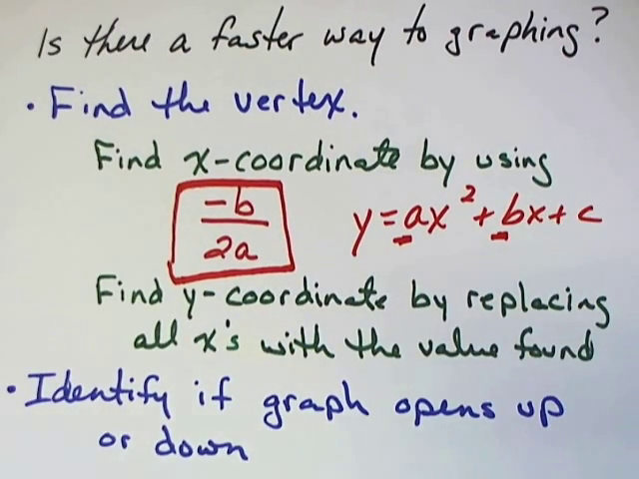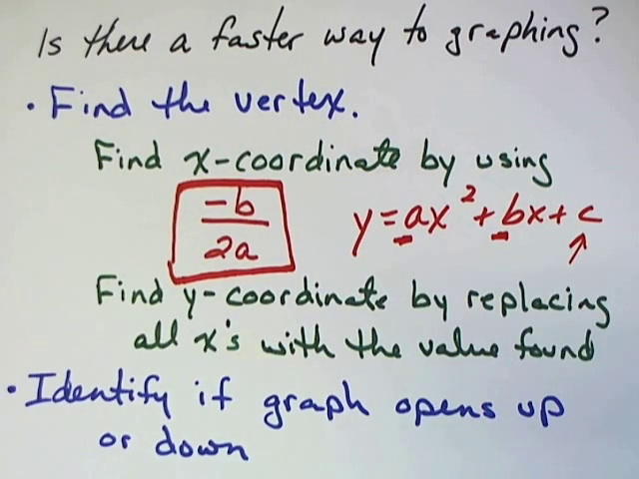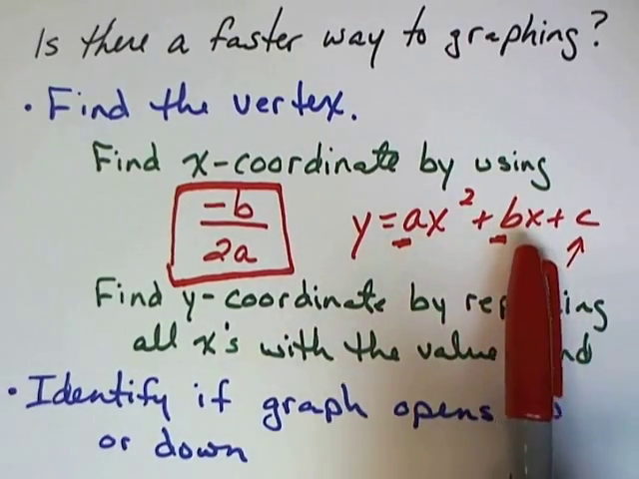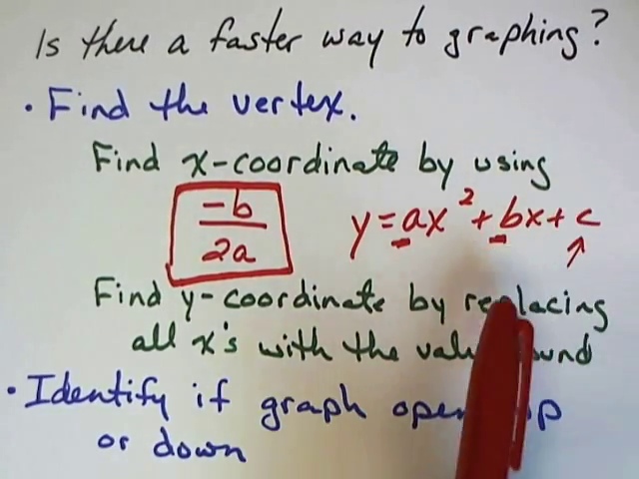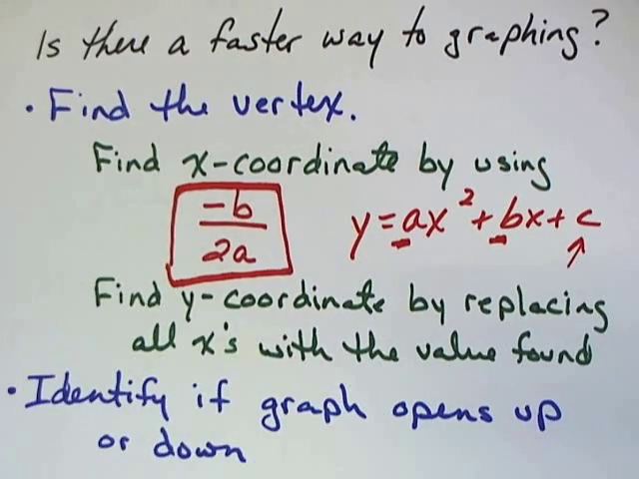The c stands alone, the c stands alone, hi ho dereo, the c stands alone. The c is the constant at the end, without a variable. Once we find the x-coordinate of the vertex, you simply plug it in for all of your x's in the equation, and solve that using your order of operations to find what y is equal to.